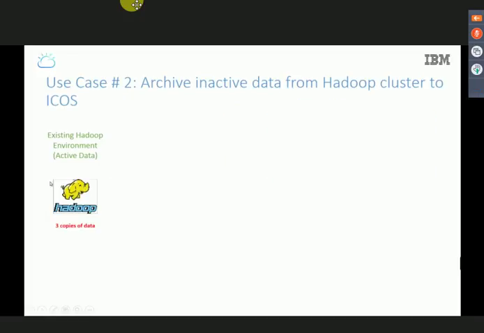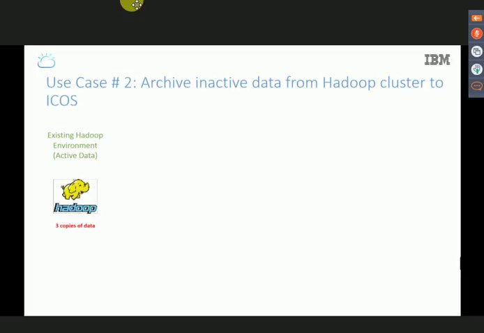Use case number 2, archive inactive data from Hadoop cluster, right? So we talked about how you can protect your data sitting on Hadoop cluster by replicating that from your Hadoop cluster to ICOS. Now we're talking about your Hadoop cluster being big. You are saying, well, the data that comes to Hadoop, it's not important that I protect it because it's not the gold copy, but my Hadoop cluster has become very big. There is a lot of data and a huge amount of data hasn't been accessed, or it's old data. How do we handle that?